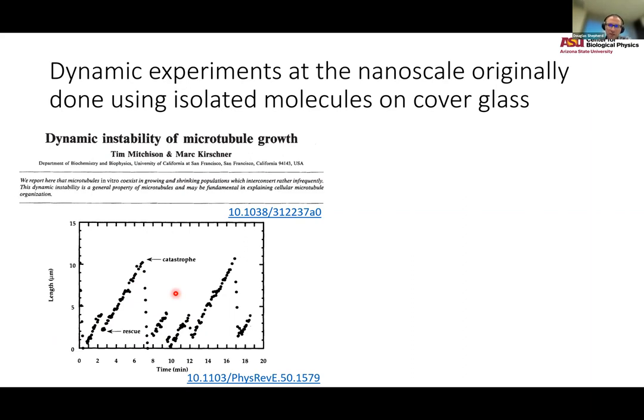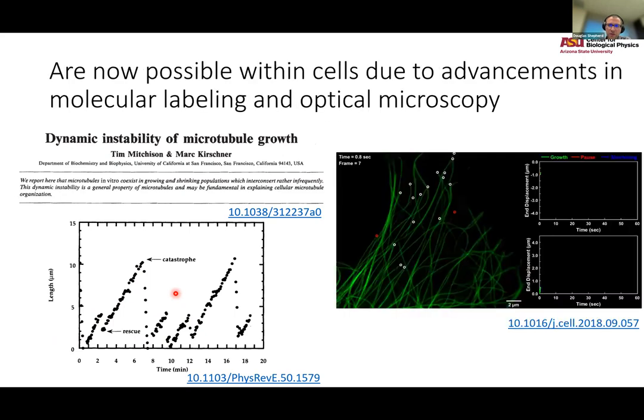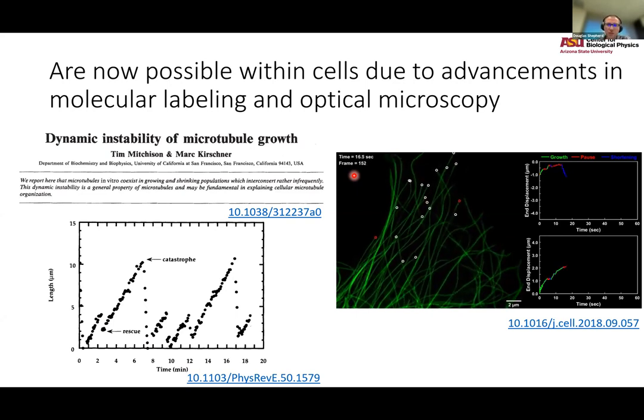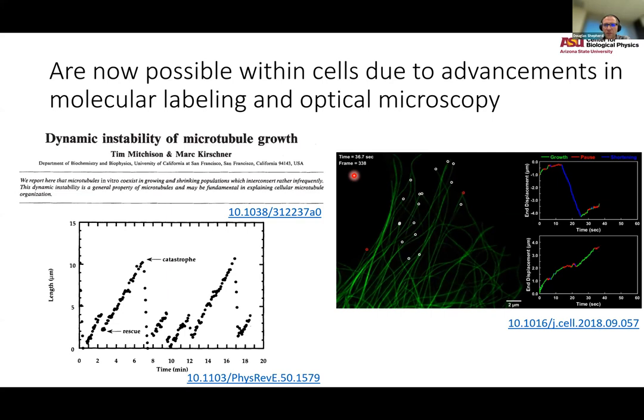So as new microscopy and fluorescence labeling methods have become available, it turns out you can actually go into the cell and do this experiment. This is a paper from a few years ago from Jennifer Lippincott-Schwartz's lab. They're actually combining a new type of microscopy, structured illumination, that I'm going to talk about in the rest of this talk, and some genetic fluorescent labeling tools.